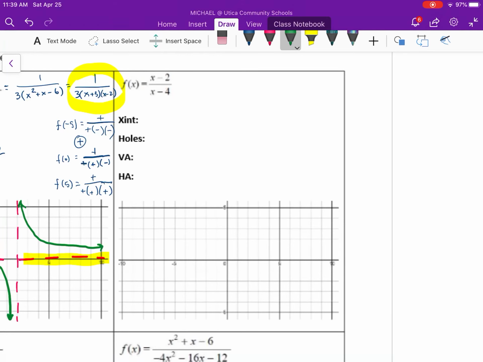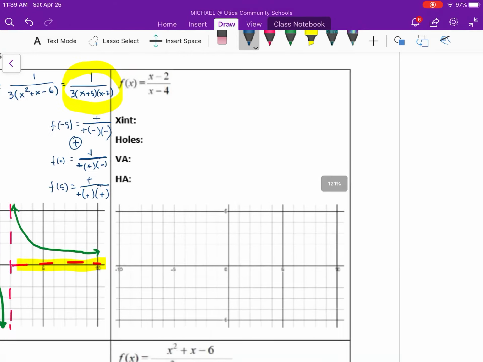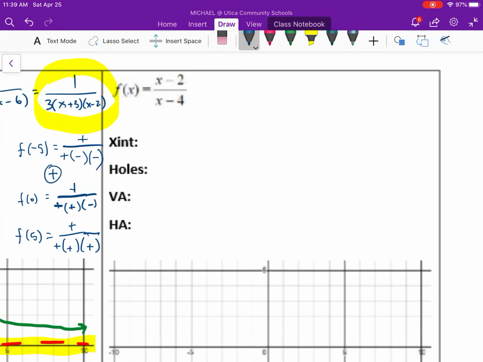Okay, let's look at example 2. In example 2, same thing, no factoring to do here, so this one should be pretty straightforward. No holes, because there are no factors in top and bottom. X-intercept of 2, vertical asymptote at 4, and the horizontal asymptote would be y equals 1. Let's go through those.